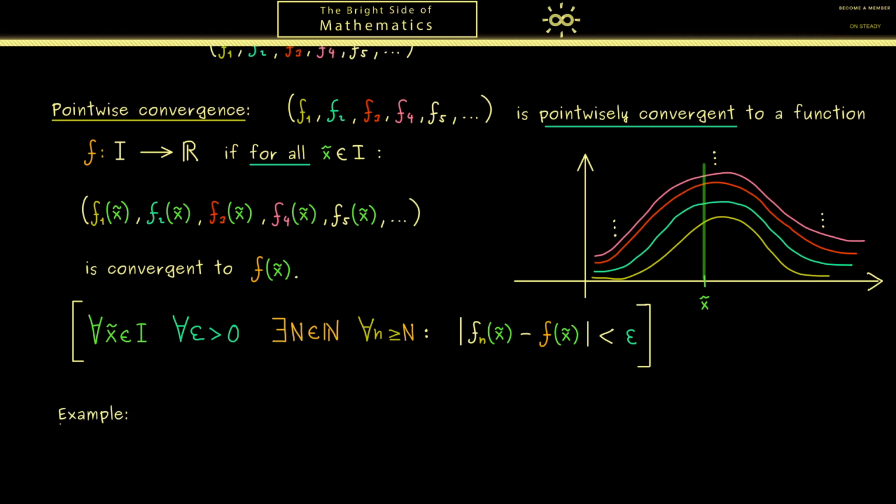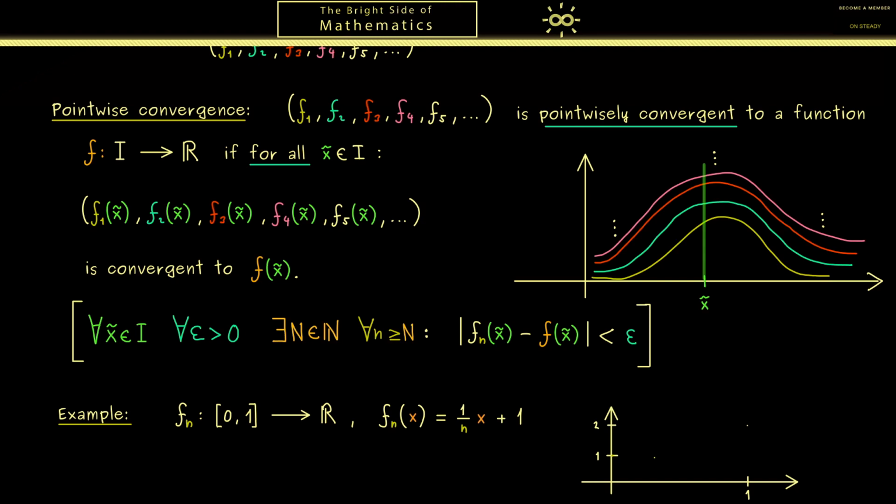There we just need to look at a sequence of functions. Here the domain I should be just the interval 0 to 1. And the function fn should be defined as 1 over n times x plus 1. So you see, this is a very simple example because the graph of f1 is just a straight line. And of course f2, f3 and so on are also straight lines. And when we draw all of them, we see that the steepness gets less and less. Hence the graph of the limit function should be this horizontal line.